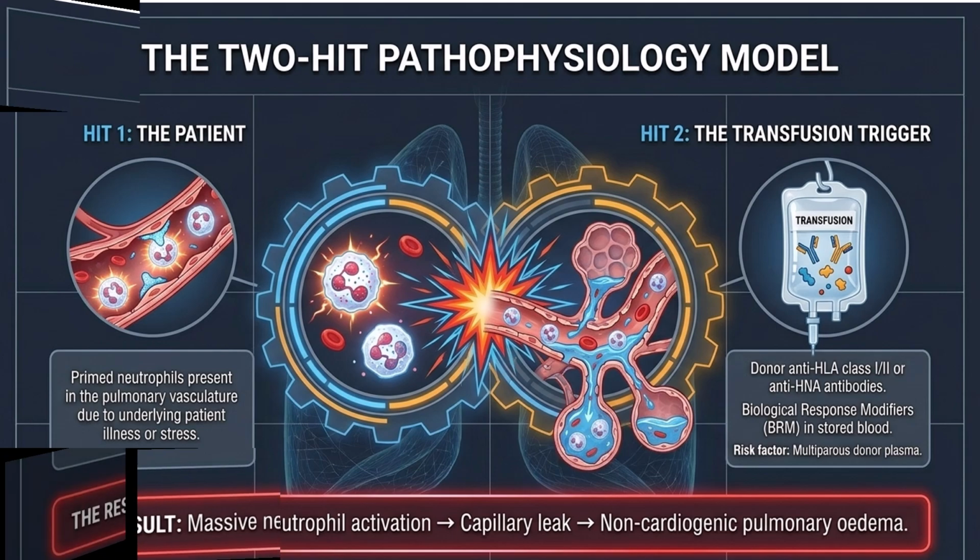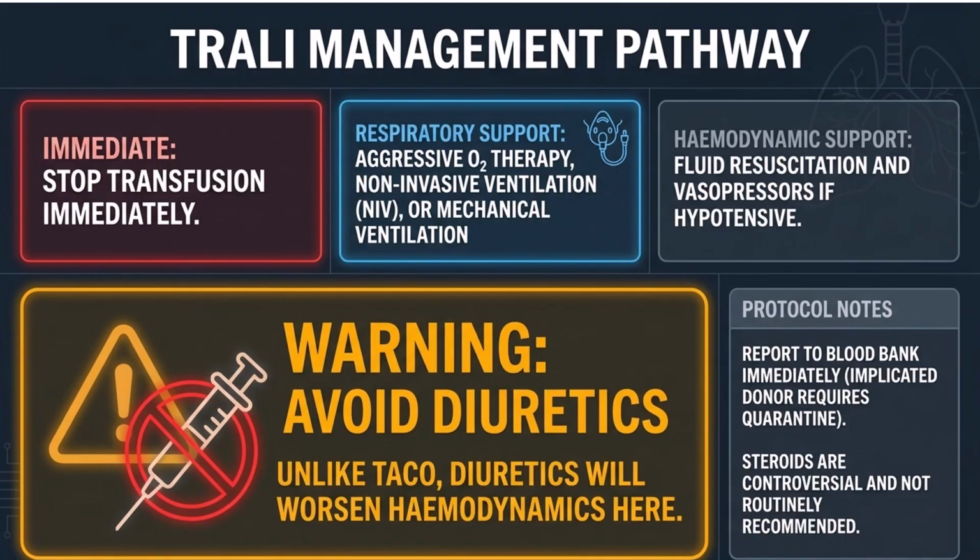For TRALI, there is no specific antidote. First of all, you have to immediately stop the transfusion and keep the IV access open with normal saline. Second is respiratory support. Start with high flow oxygen immediately. If the patient is not maintaining SpO2 more than 90%, you can escalate to NIV, CPAP or BiPAP. If NIV fails, then the patient needs intubation and mechanical ventilation.